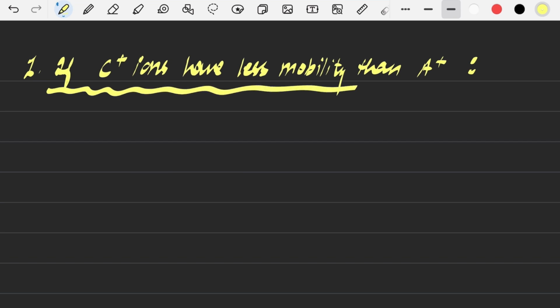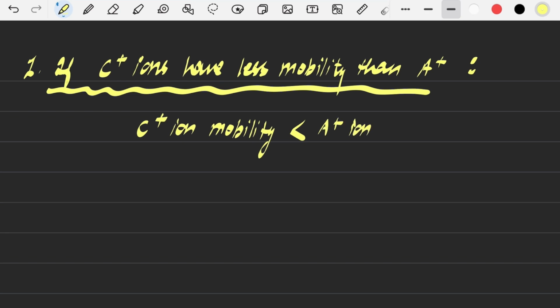Clear? Okay, so since we have considered C positive ion's mobility is less, here I will write it like this: it is less than A positive ion's mobility. So based on the same thing, for your better convenience, I'm again writing the reaction.